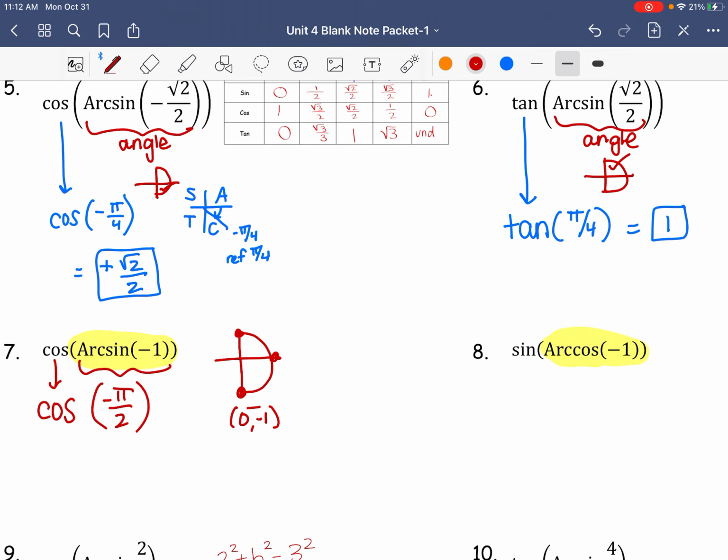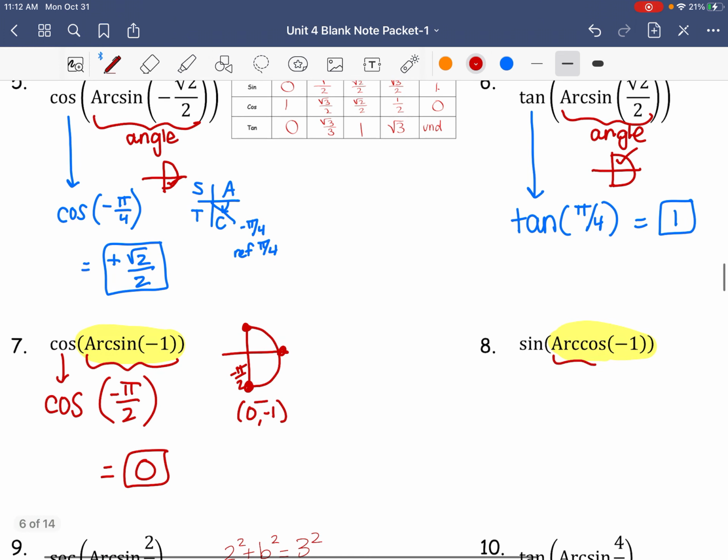I still have cosine. And now I'm trying to evaluate the cosine of negative pi over 2. Well, here's negative pi over 2. So I rotate down, and then cosine is just my x-coordinate. 0. Let's try the next one.